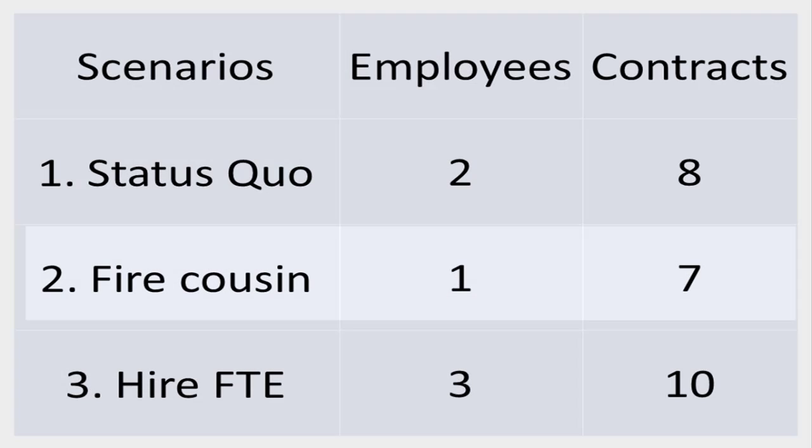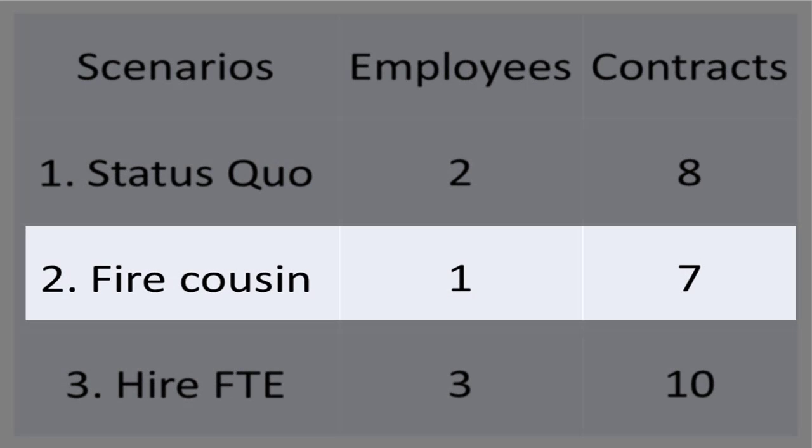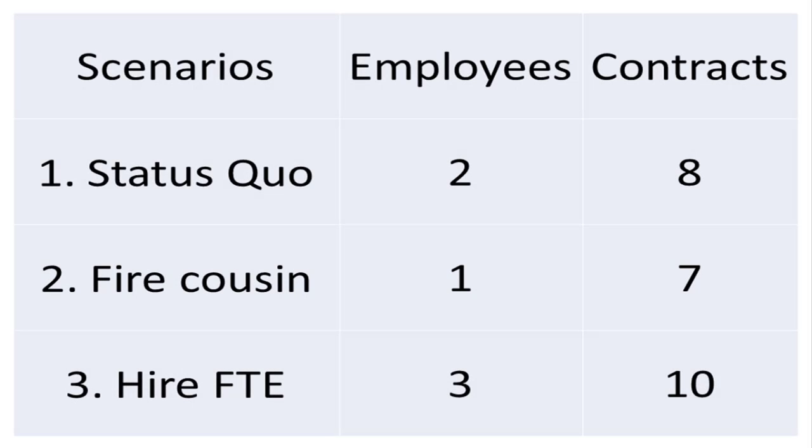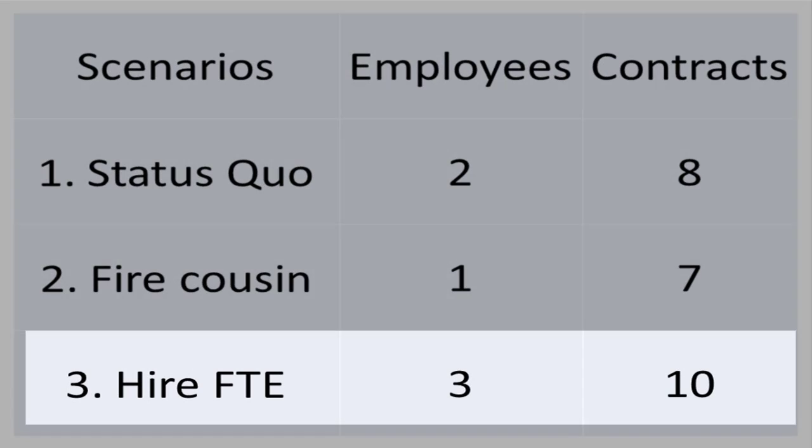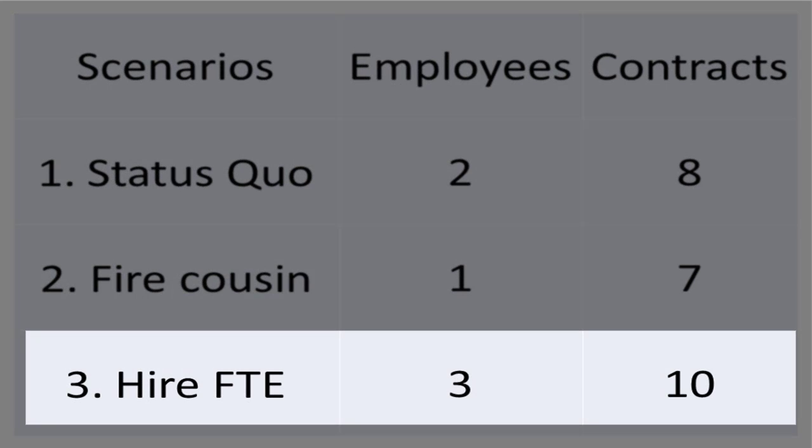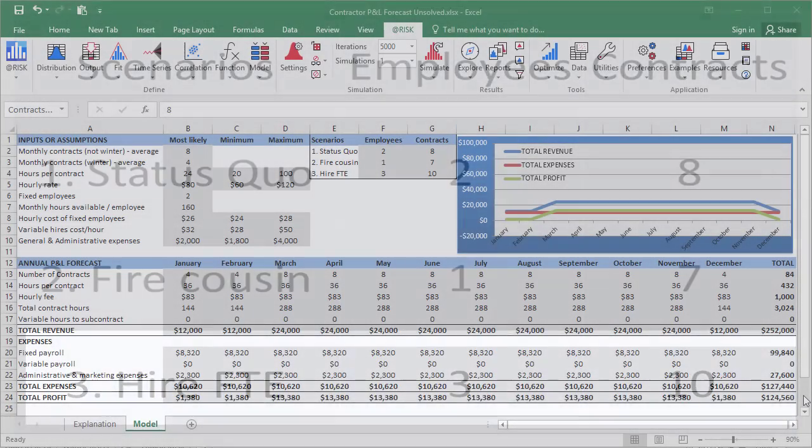A second scenario keeping just one full-time employee, reducing his monthly contracting capacity and also reducing his fixed expense. This would imply keeping just one full-time employee. Finally, a third scenario where he hires a third full-time employee, expands average monthly capacity to 10 contracts per month, and commits himself to a more rigid payroll structure, but somehow cheaper than hiring variable manpower.